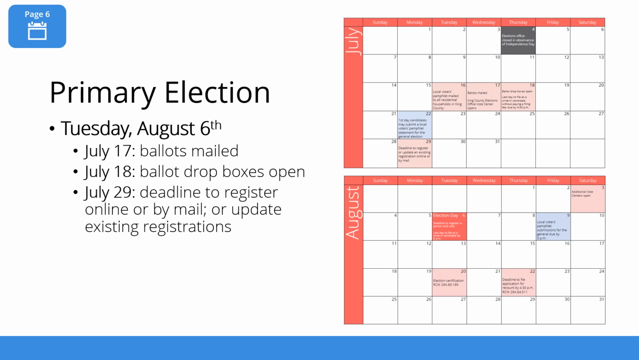The primary election for this year is on Tuesday, August 6th. Some other key dates to keep in mind are that on July 17th, ballots are mailed, on July 18th, ballot drop boxes open, and July 29th is the deadline to register online or by mail or to update existing registrations.